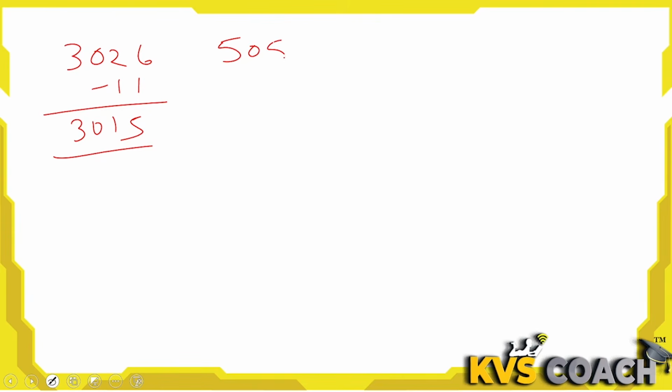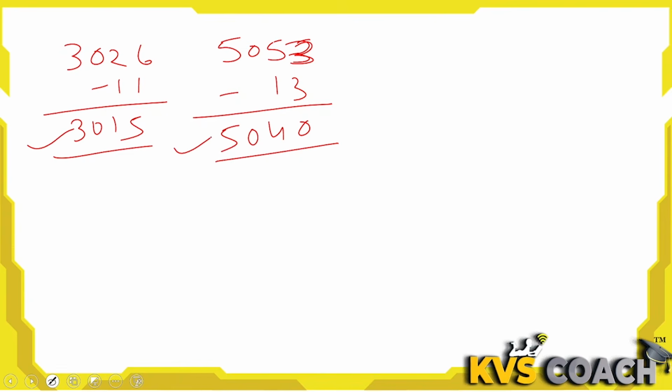Okay, let's do it. We subtract the remainders from the numbers. This gives us two new numbers that must be perfectly divisible by the number we are looking for. The first number is 3026 and the remainder is 11, so the value will be 3015. The second number is 5053 and the remainder is 13, and the value of this is 5040. These are the two new numbers. We have subtracted the remainders.